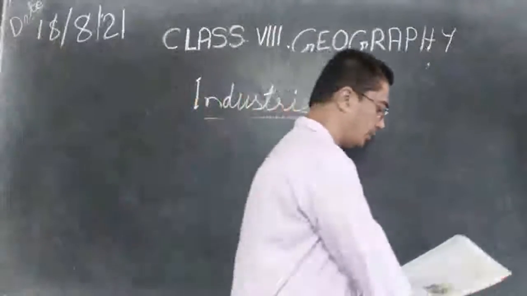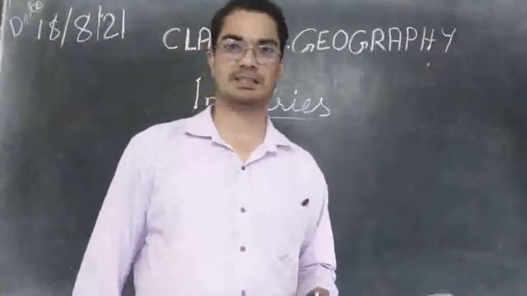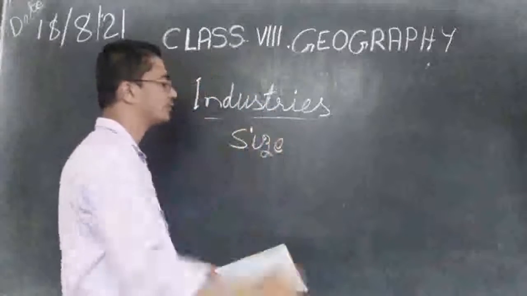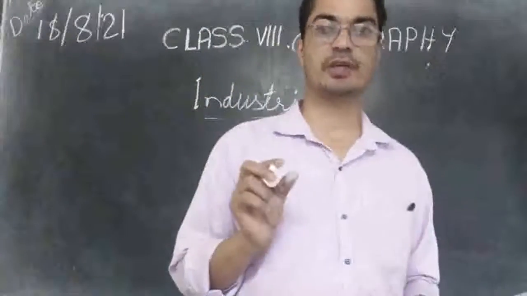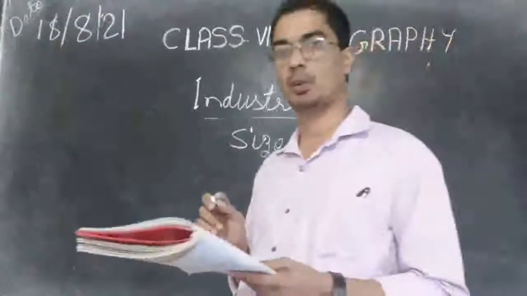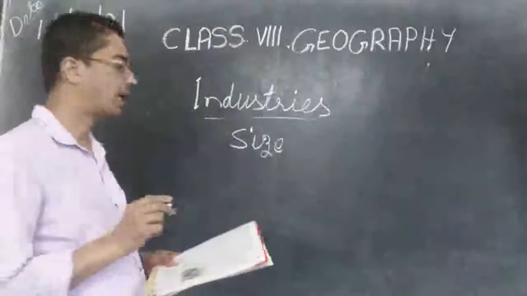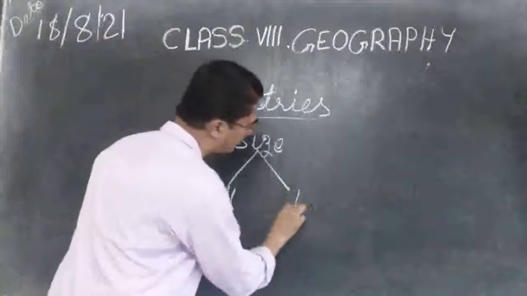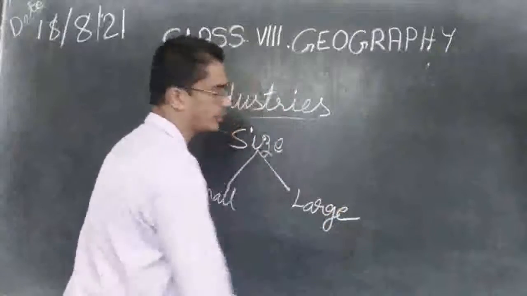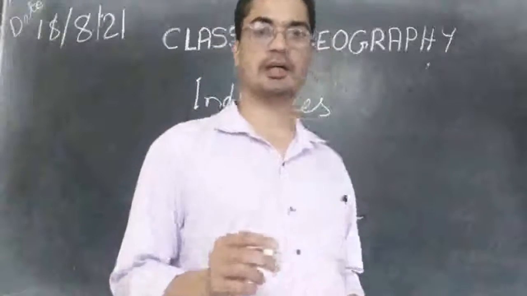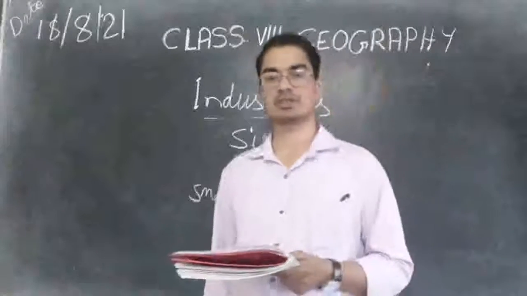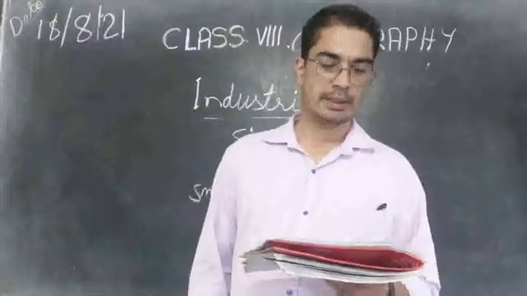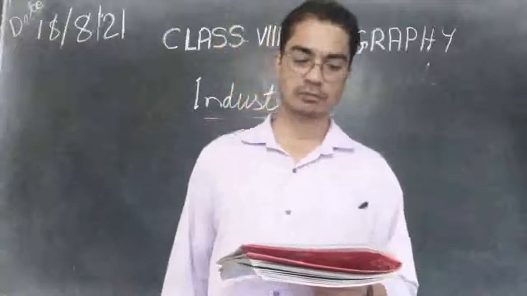Now again we said we can also classify depending on the size of the industry. Depending on the size of the industry, we can say there are 2 types. One is small scale, another one is large scale. So small and large. So there is a small scale industry and large scale industry. So size refers to the amount of capital that is invested, number of people employed, and volume of production.